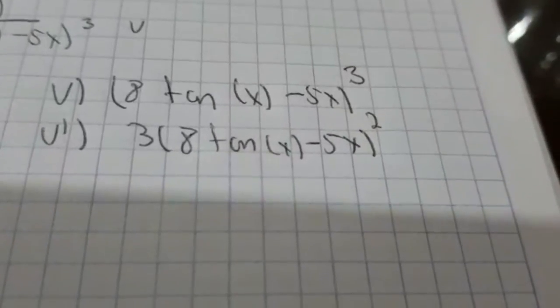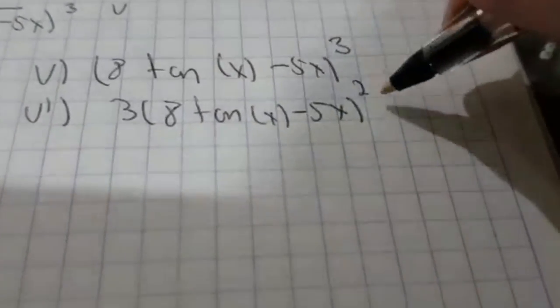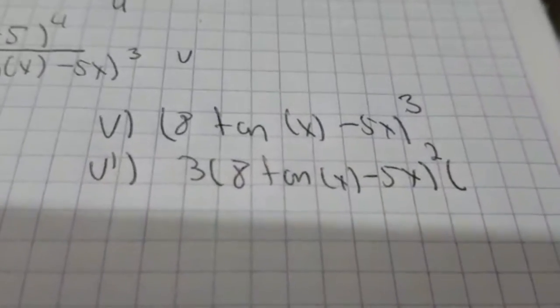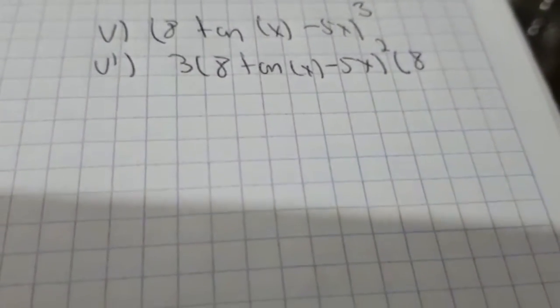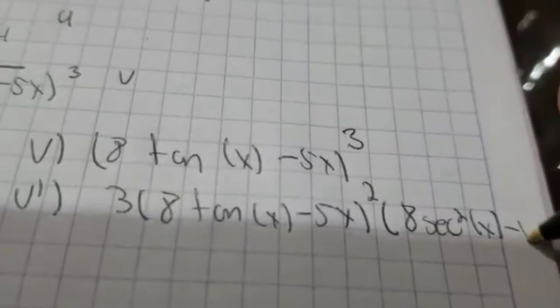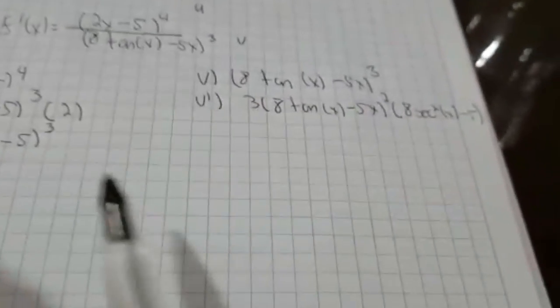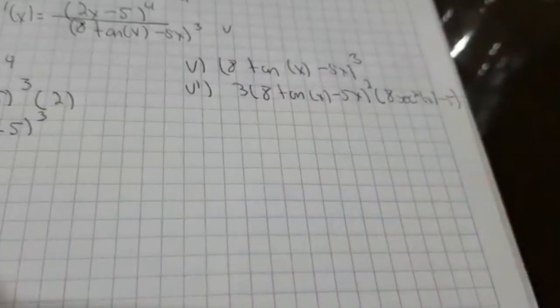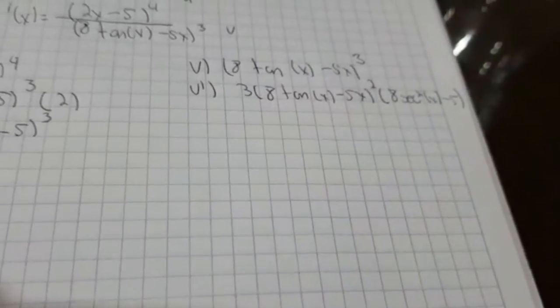And after that, we're going to multiply it by the derivative of what's inside. So the derivative would be 8. What is the derivative of tan? It would be secant squared. So it's going to be 8 secant squared of x, minus 5, which is also the derivative of the other, and this is going to be the derivative of what we're going to use.